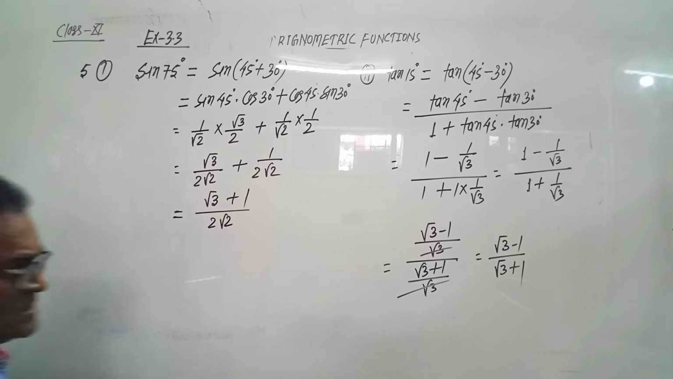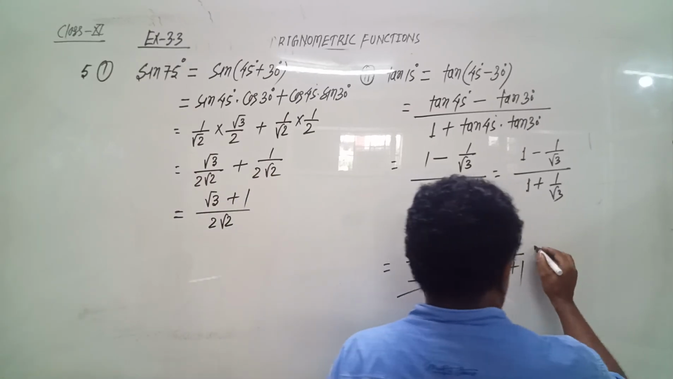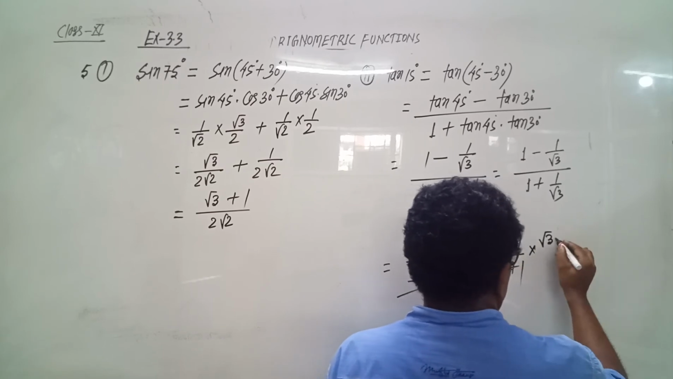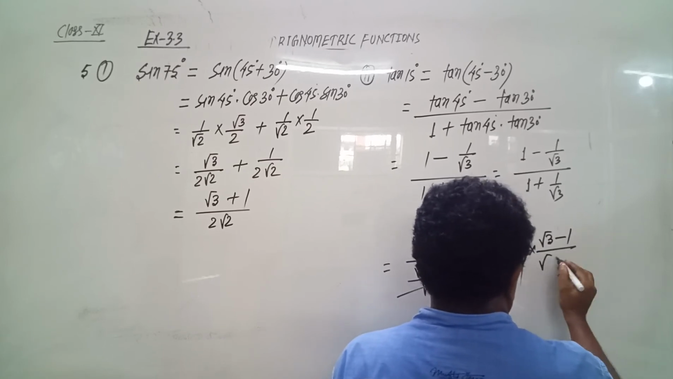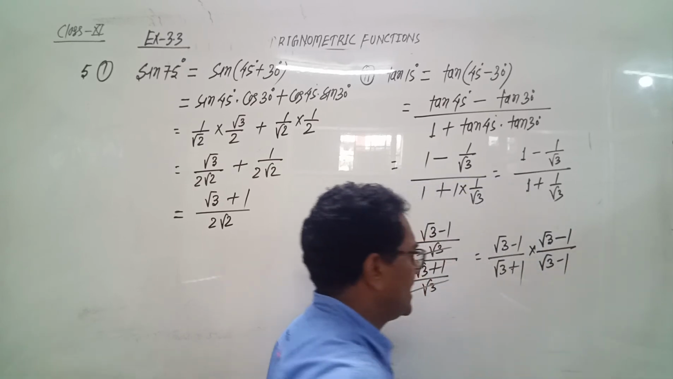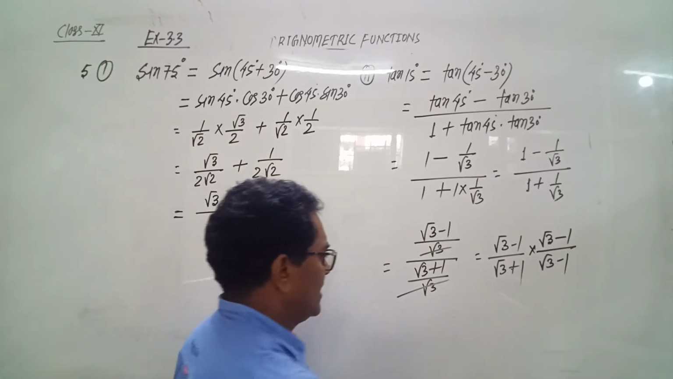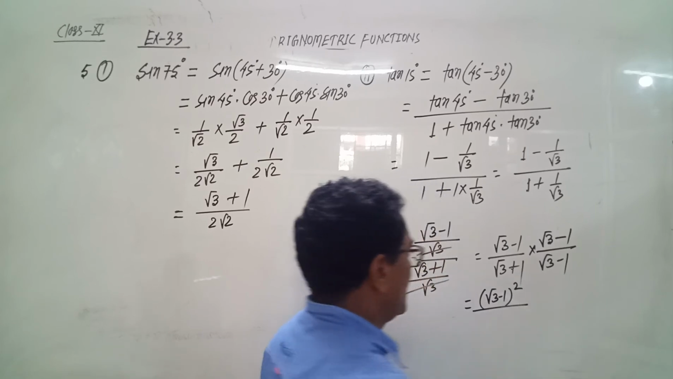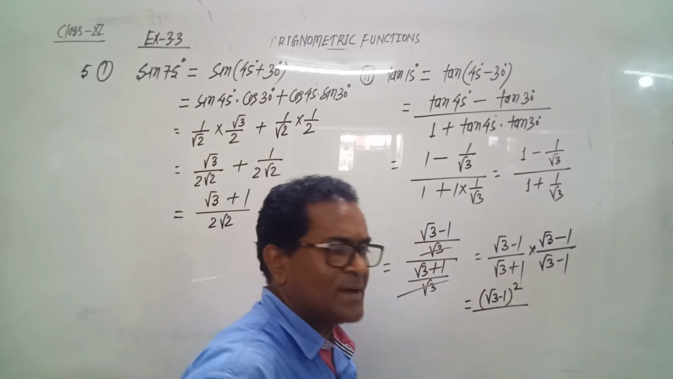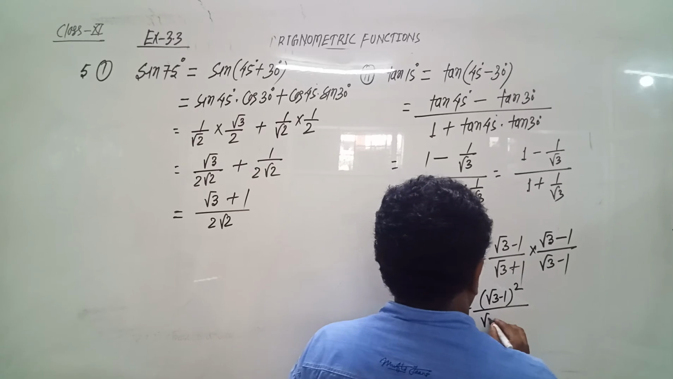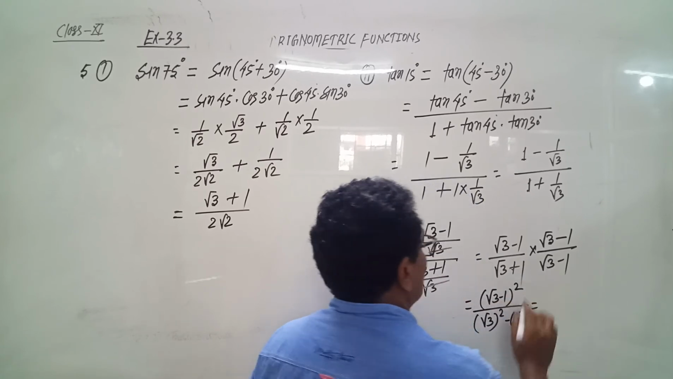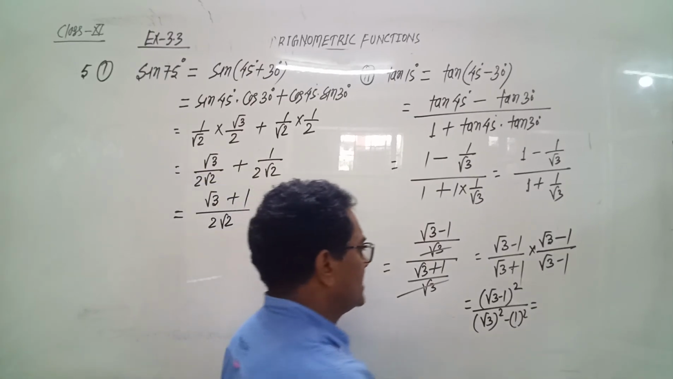Now rationalize the denominator. So we multiply the numerator and denominator by the opposite sign of the denominator, that is, by root 3 minus 1. So (root 3 minus 1) into (root 3 minus 1), (root 3 minus 1) the whole square. And (a plus b) into (a minus b) is a square minus b square.